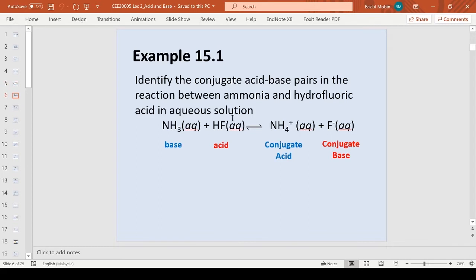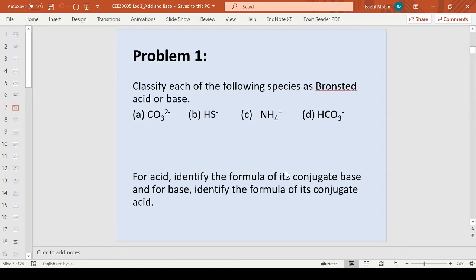If we look at this example 15.1, we'll see that ammonia and hydrofluoric acid react, producing the ammonium ion and the fluoride ion. This fluoride is coming from hydrofluoric acid, so of course it is the conjugate base of that acid, and ammonium is produced from ammonia by taking this hydrogen ion, and it is the conjugate acid for that ammonia base.